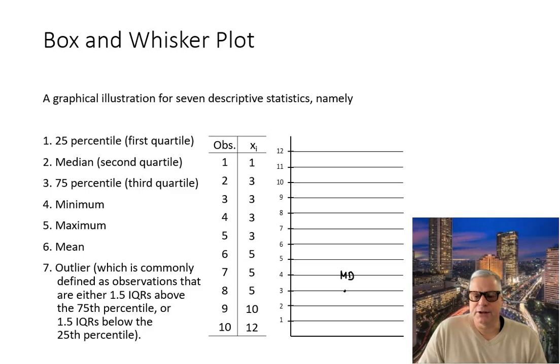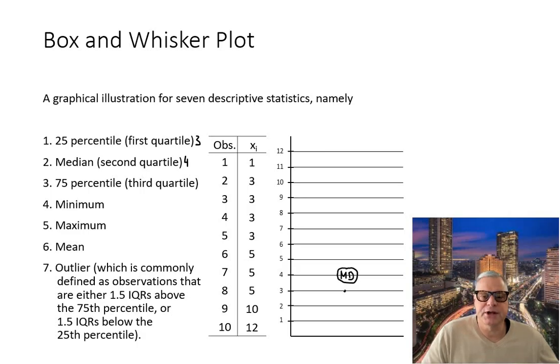And of course, in different software programs, there may be a dot or a cross or a star. I'll just put here median. And to make it maybe nicer, I'll put a little circle around. So that's the median at 4. So the median is 4. The 25th percentile we said is 3.